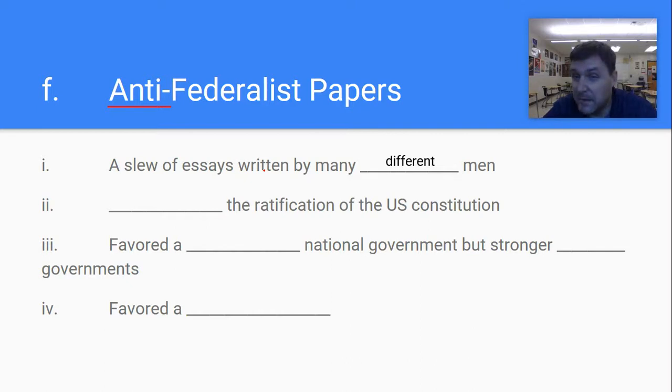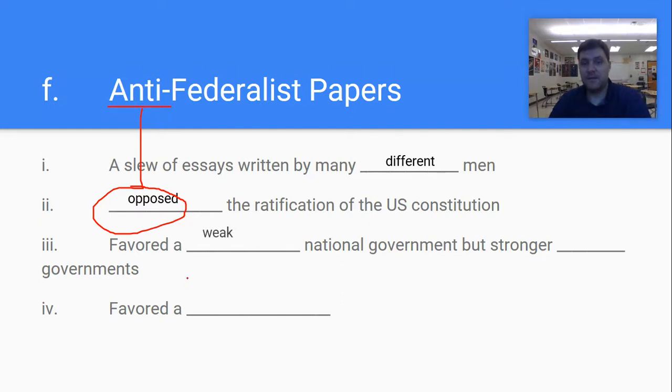They took weird names, like they didn't want people to know who they were. So one guy took a pseudonym, a nickname. He called himself Brutus. Another was Sentinel. Another guy, one of my favorites, Federal Farmer. They opposed the ratification of the Constitution. The Anti-Federalists opposed it. This should hopefully be an easy thing to remember. If you are anti, you are opposed to the Constitution.